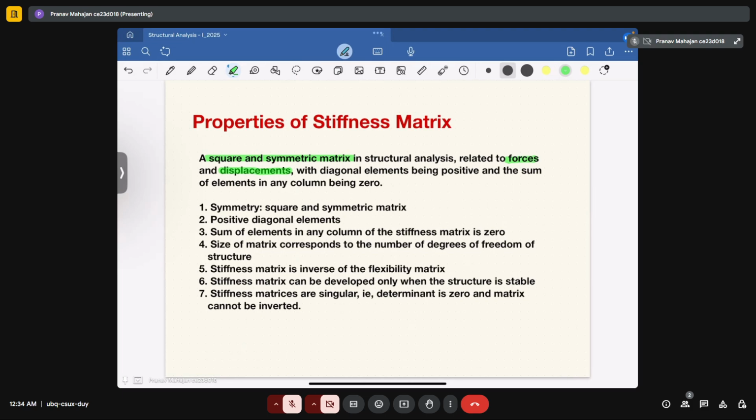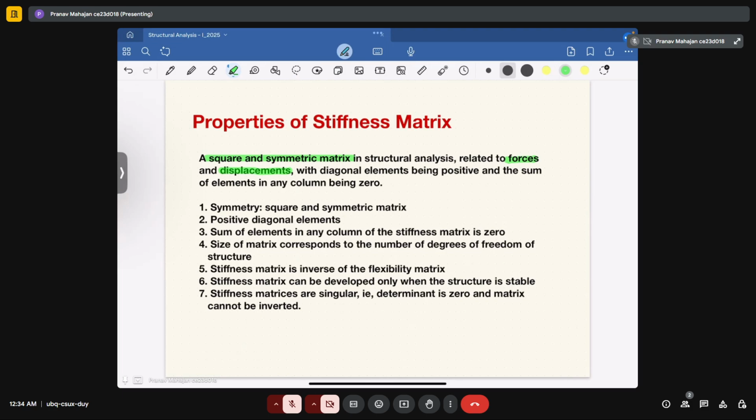Another property mentioned here is the symmetry. That means it is a square and symmetric matrix. What do you mean by a symmetric matrix? That if you have a matrix A, its transpose will also be equal to A. Then we have positive diagonal elements. That means the diagonal elements will not have any negative number. The third property is that the sum of elements in any column of the stiffness matrix is always 0. Okay, that we have seen at the start of this problem also.